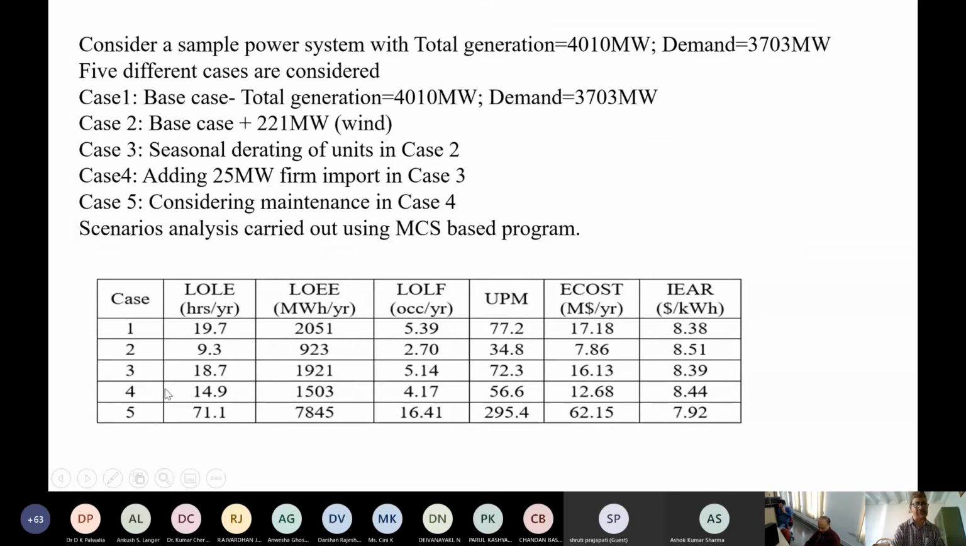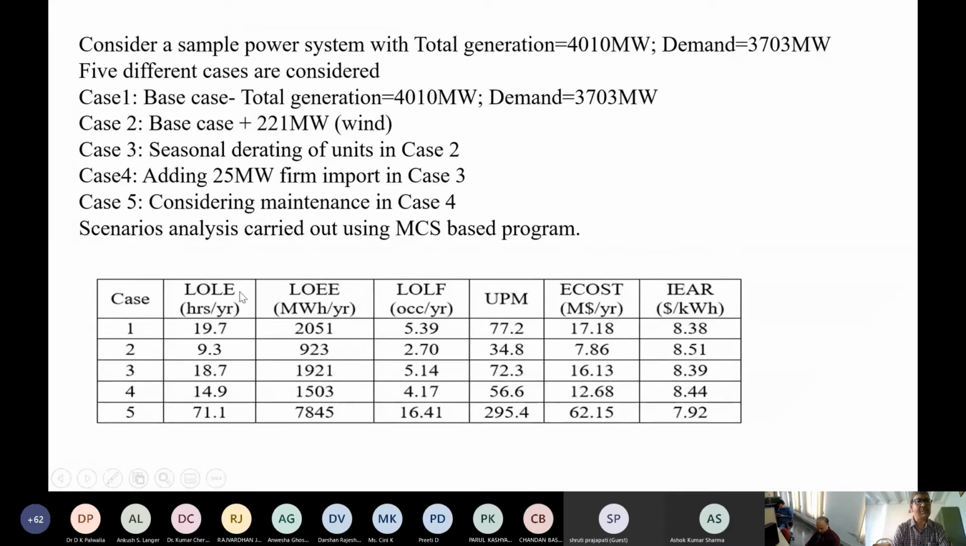So for those 5 different cases, we can see case number 5 is the most realistic scenario, because you have to include the maintenance and you have to include the derating of the units also, and those cases added, meaning the wind power is added, and there is a firm commitment for import from another utility that also has to be added here. So you can see loss of load expectation is 71.1 hours per year.